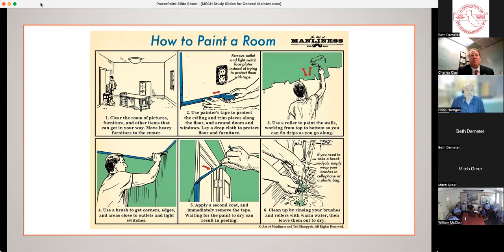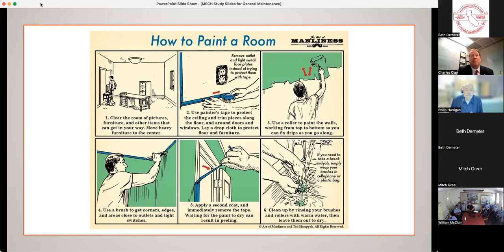Roll from the top down, and of course, if you end up with a run, you can catch it as it's running down. If you're going from the top down, use a brush to get to the corners and edges and areas close to the outlets and light switches. Make sure you apply a second coat and immediately remove the tape. Waiting for the paint to dry can result in peeling. So you don't want to leave the paint on too long.